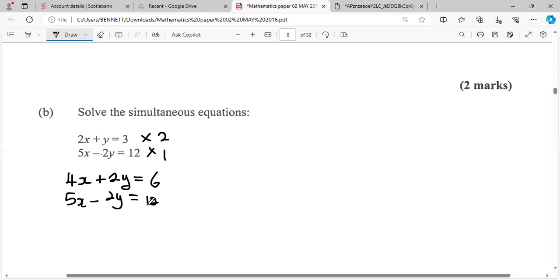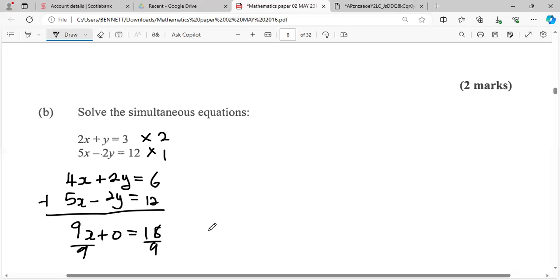So I'm going to add to actually get the value of x. So 4x plus that will give us 9x. And of course, this will automatically be 0. 6 plus that will be 18. So now we just simply divide by 9. So x is equal to 2.